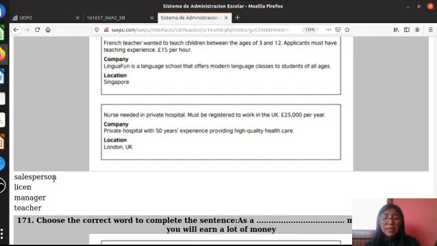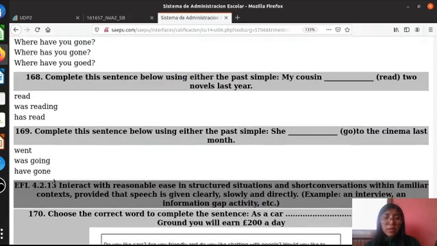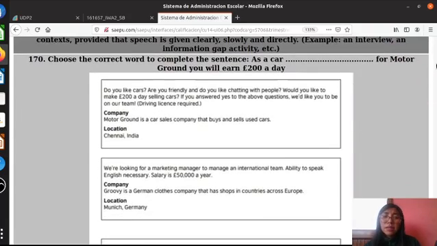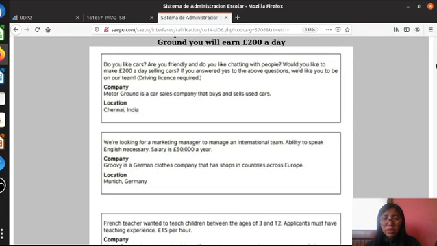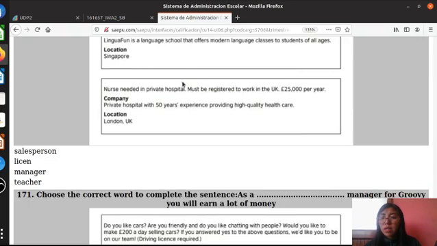Okay, salesperson. So, as a car salesperson for Motor One, you will earn 200 euros a day. Okay, so you have to pay attention and you have to know the meaning of all of those words. Lo que tenemos que hacer es saber los significados de las palabras.